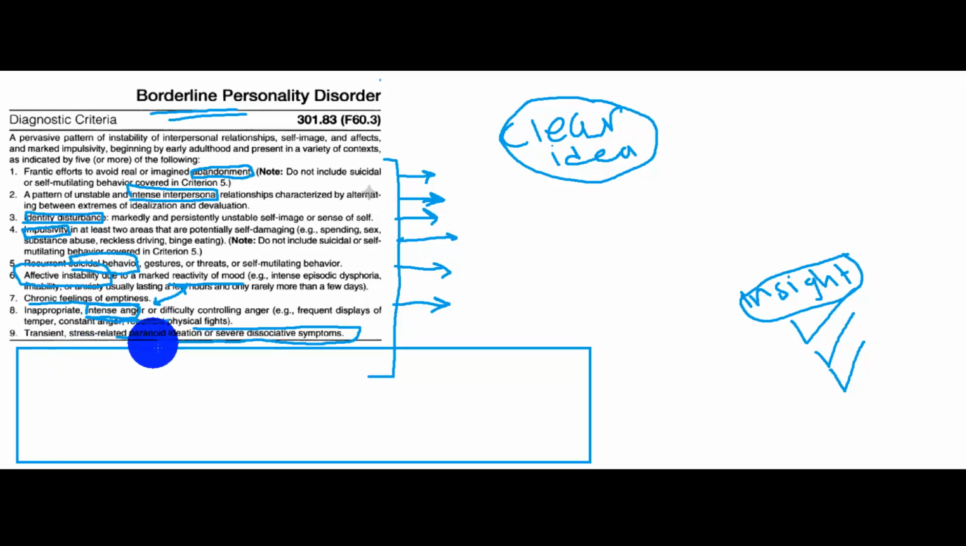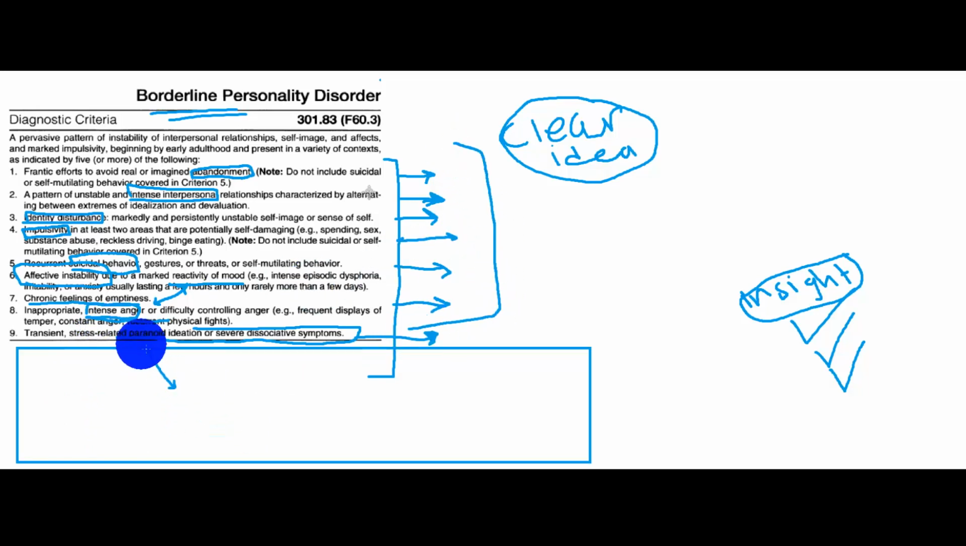The transient stress-related paranoid ideation or severe dissociation. Now, this is a rare clinical symptom that happens to people with borderline. It's not that common, and this, I think, is just included because, if you're writing down the diagnostic manual, if you're like a group of psychiatrists and you have research of the last 50 years, you want to come down and make a set of criteria, and you find that this kind of symptom is prevalent in borderline, and this is different than all the ones previously mentioned.